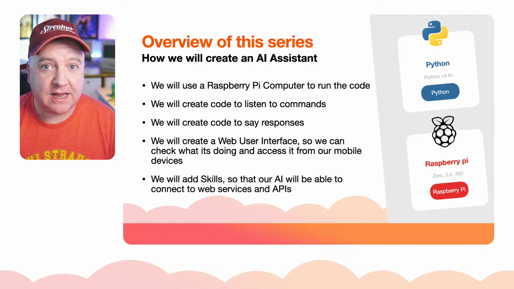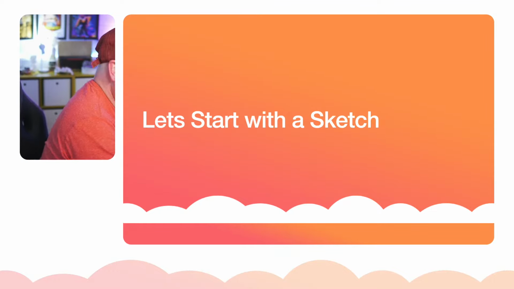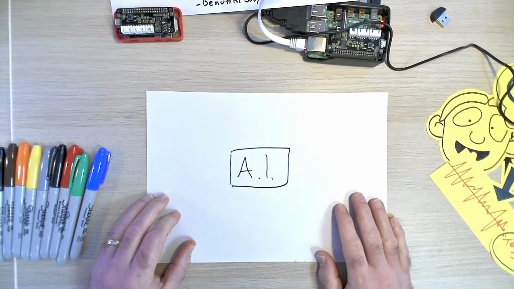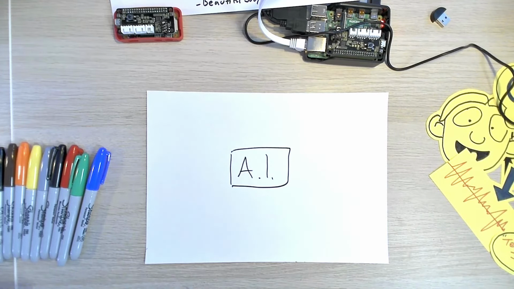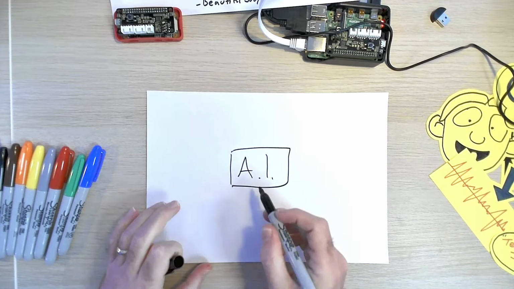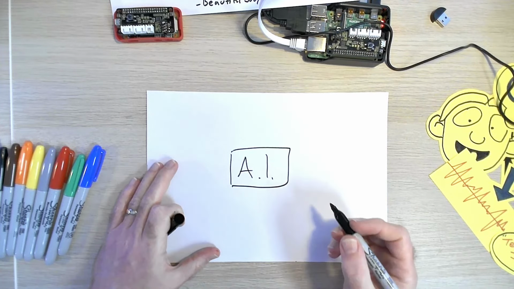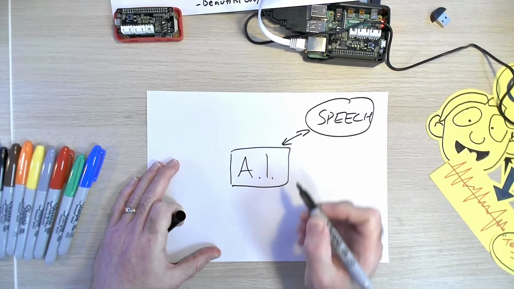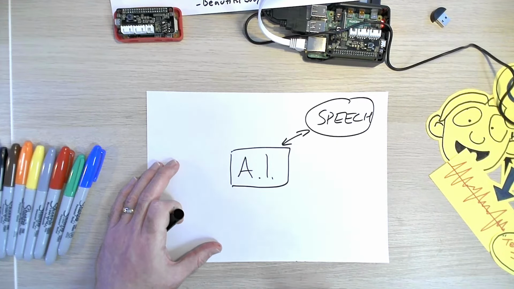Now, let's start with a sketch. So we've already started a bit with a sketch, and what I mean by that is, let's go back over to here. I just move these to one side for a second. What I want to achieve in this series is to create our own virtual assistant. So what do we mean by that? What is this AI? So we know that we want to do something with speech. So let's have our little speech bubble over there. That's going to communicate backwards and forwards, just as we've shown previously.